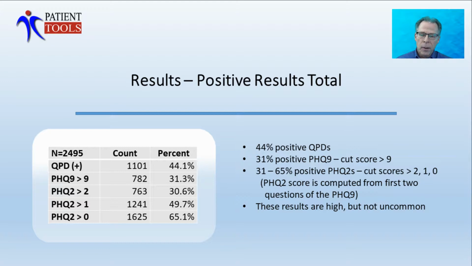As you go higher in the PHQ-2 score, what we'll show is that you're picking up more of the QPD data, but it turns out you're triggering a lot more false positive information. But anyway, there's your ballpark, and it's pretty typical in these types of environments.